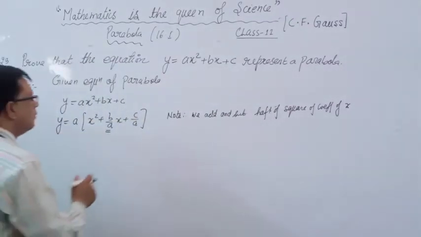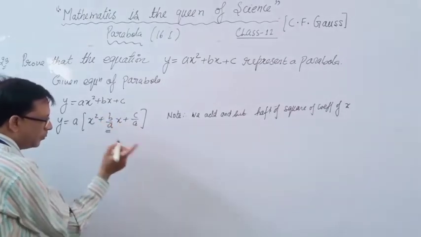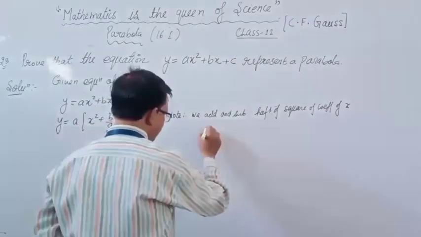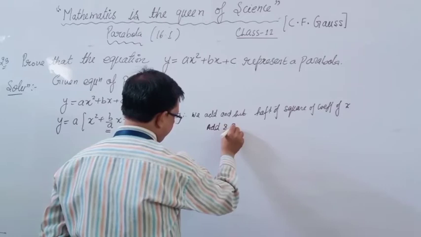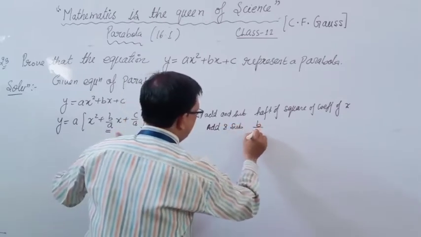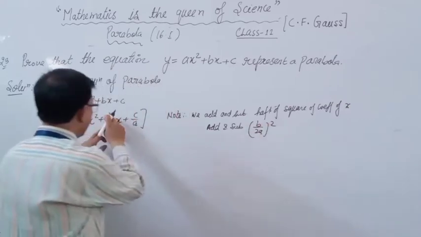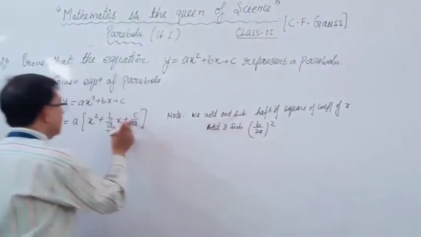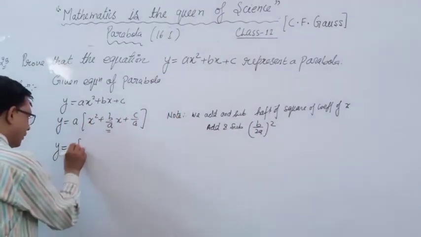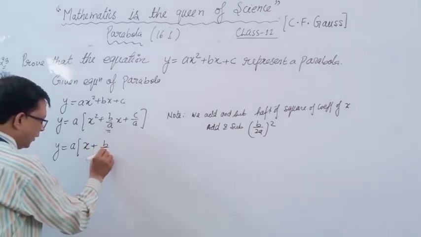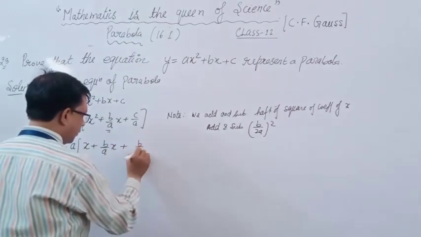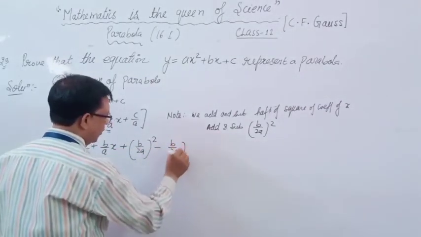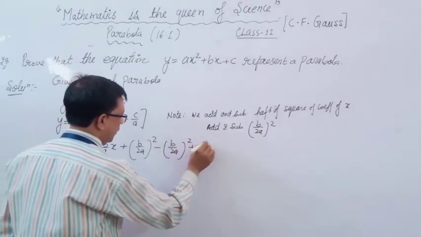So what is half of b upon a? It is b upon 2a. So we add and subtract b upon 2a whole square. b upon a is the coefficient of x, and half of it is b upon 2a, then square. So we write y is equal to a times x square plus b upon a x, and here we add b upon 2a whole square and also subtract b upon 2a whole square, plus c upon a.